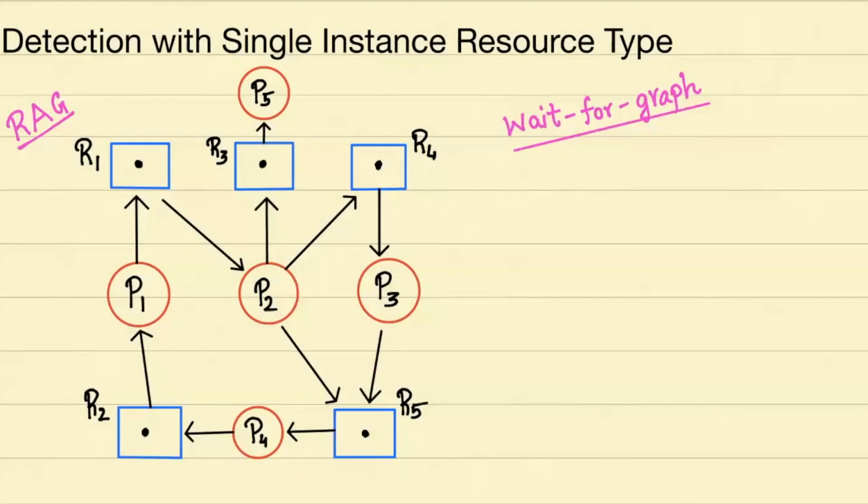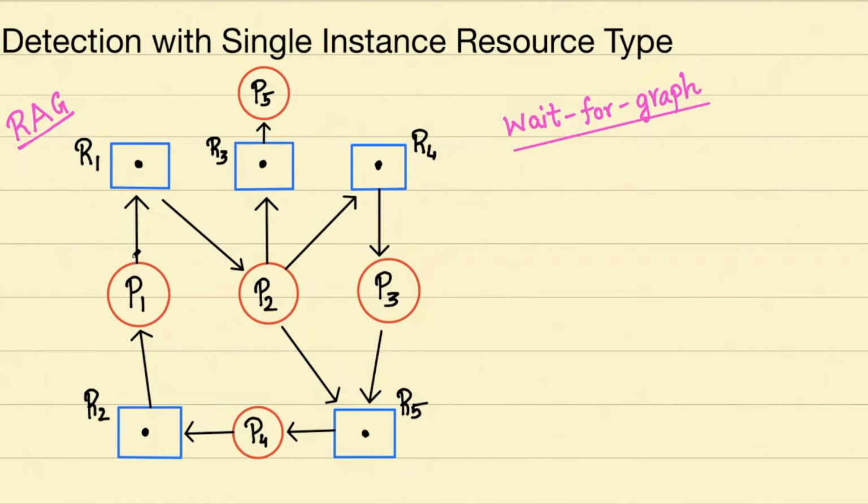In this example, we are going to detect whether there is a deadlock using a single instance resource type mechanism. So we have seen this example already, right? This graph is a resource allocation graph. All the resources R1, R2, R3, R4 and R5, there are 5 resources and all the resources are of single instance resource type, right? So one dot here means it is a single instance resource type. And there are 5 processes requesting all these resources.